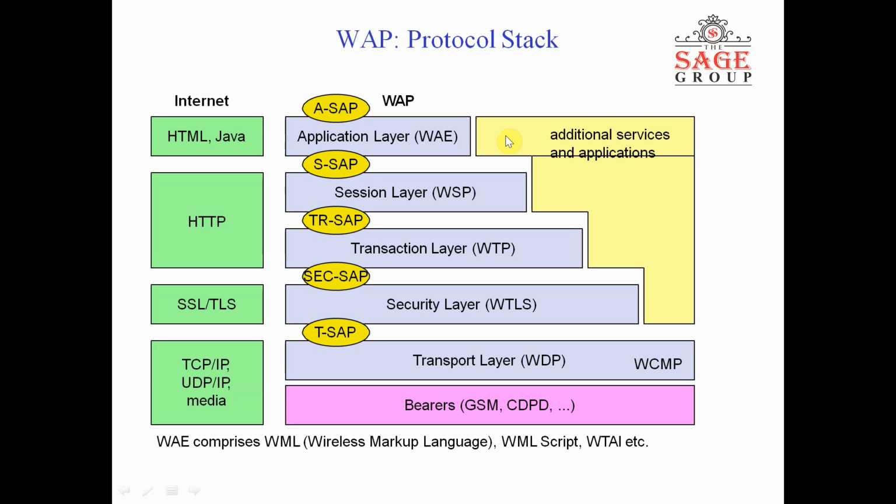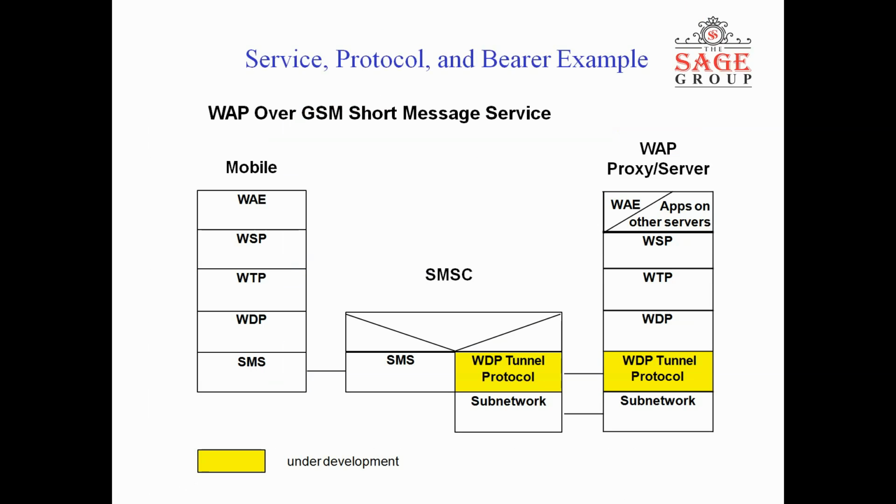This is another diagram for the WAP protocol stack. You can also draw it. And this one is a service protocol example, where we see where WAP is developed and where the remaining things are being developed recently.